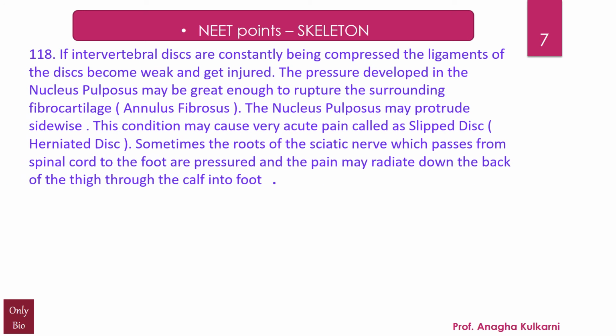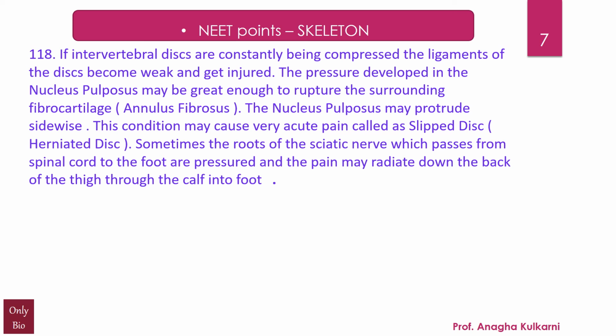Point number 118. If intervertebral discs are constantly being compressed, the ligaments of the discs become weak and get injured. The pressure developed in the nucleus pulposus may be great enough to rupture the surrounding fibrocartilage, which is called as annulus fibrosus. The nucleus pulposus may protrude sidewise. This condition may cause very acute pain, which is called as a slip disc or herniated disc.